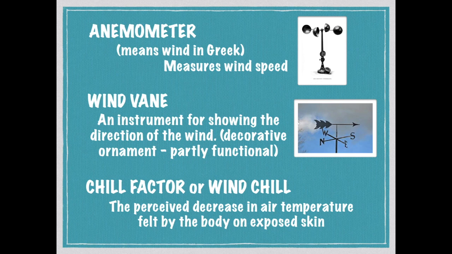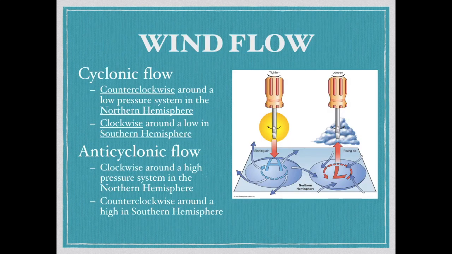So it feels colder than what it is because of how fast the wind is going. In a cyclonic flow, at a low pressure system, the wind is going to move in a counterclockwise fashion. This is in the northern hemisphere. But in an anticyclonic flow, it's going to move clockwise around a high pressure system. So make sure you know a high pressure system in the northern hemisphere moves clockwise, while a low pressure system is going to move counterclockwise.